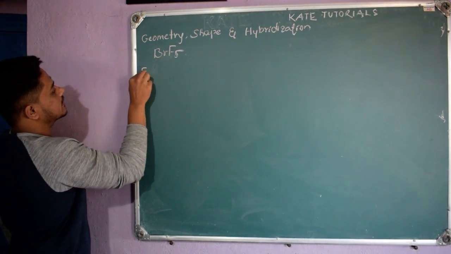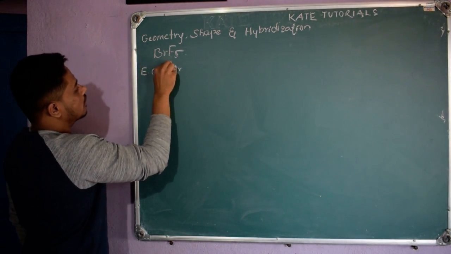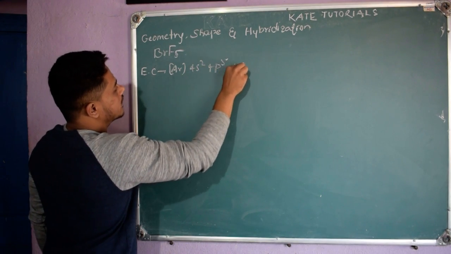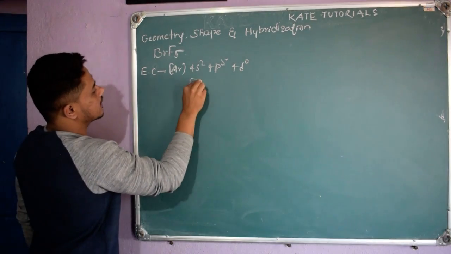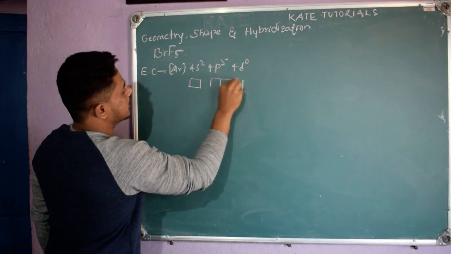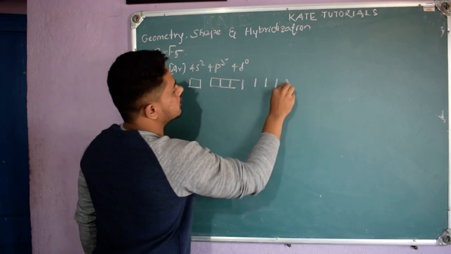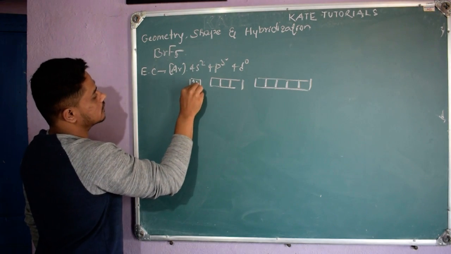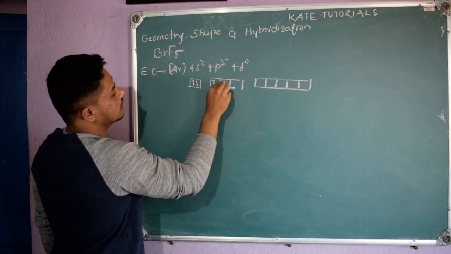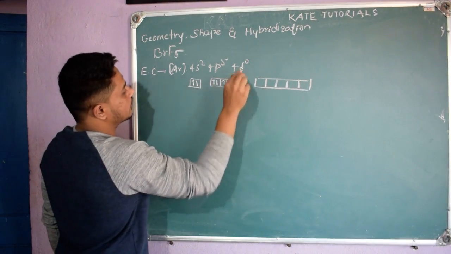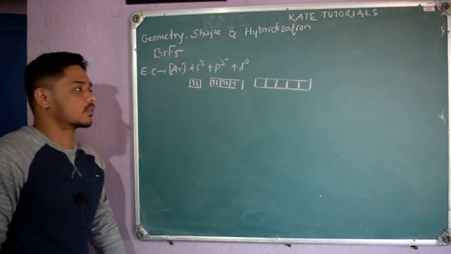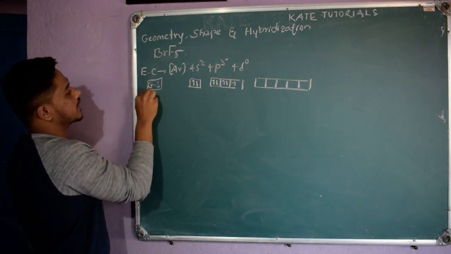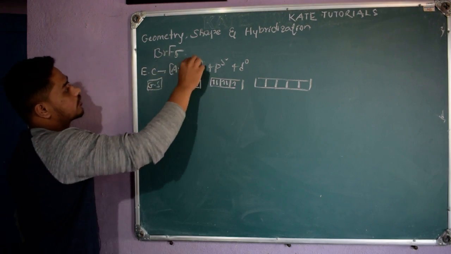So let me write it nicely here. The electronic configuration was argon 4s2, 4p5, 4d0. So I will clearly write it like this. This is P and this is D. 4s2, 2 electrons, and 4p, 5 electrons: 1, 2, 3, 4, 5. And 4d0, no electrons. So this is the ground state electronic configuration of bromine.